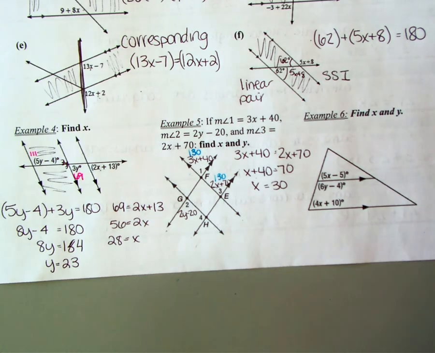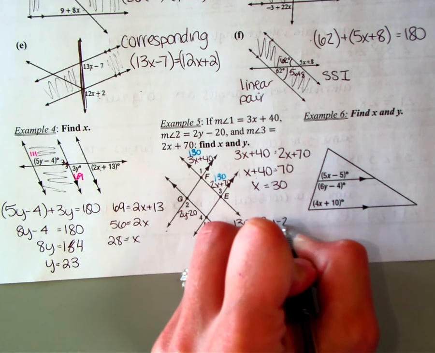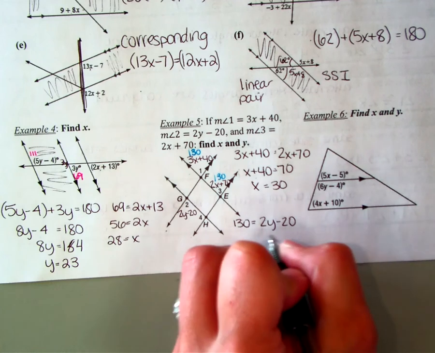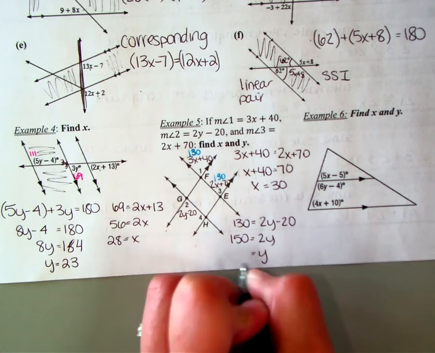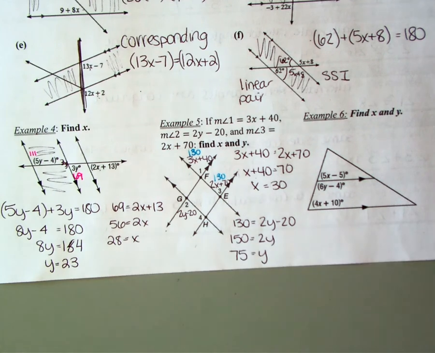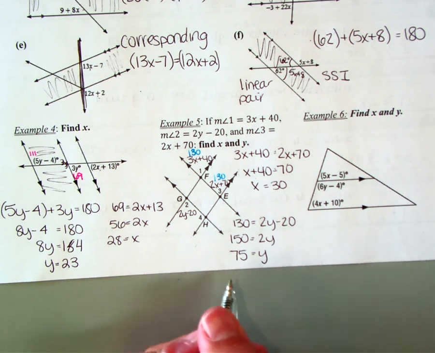So we know that 130 equals 2y minus 20, and we'll solve for y. So we'll add 20 to both sides, divide both sides by 2, and find that y is 75. Now we don't have to find the measure of angle 2, all we had to do was find y.